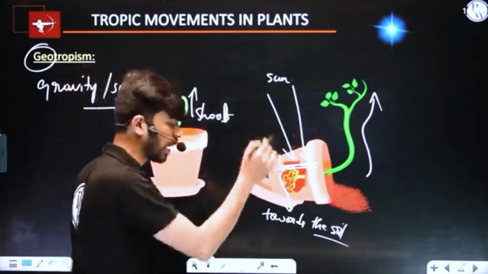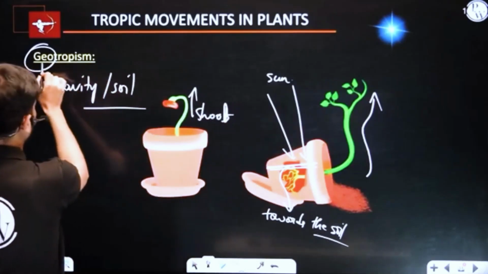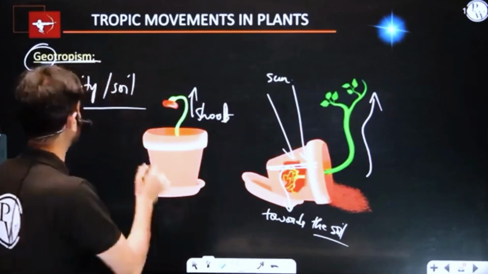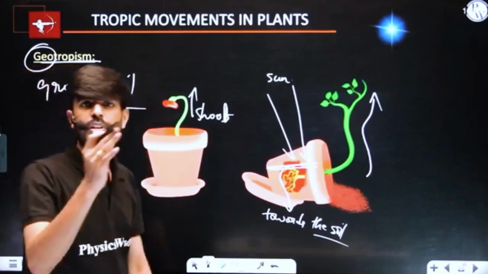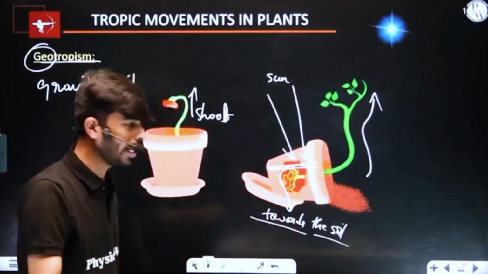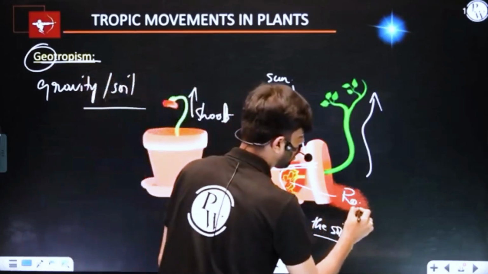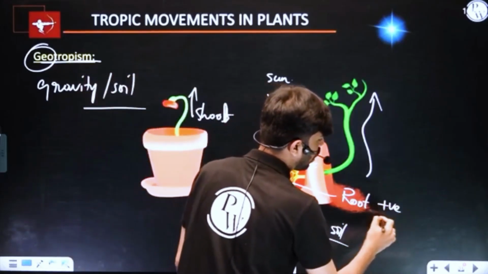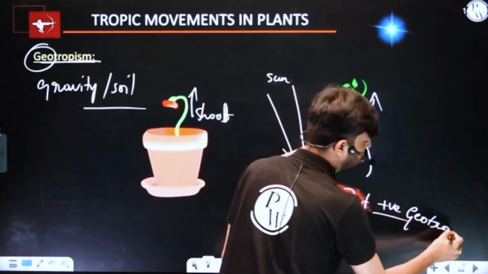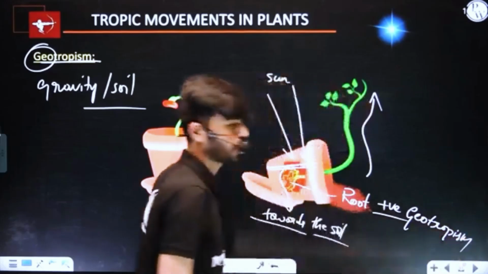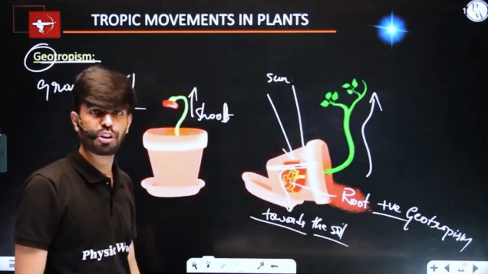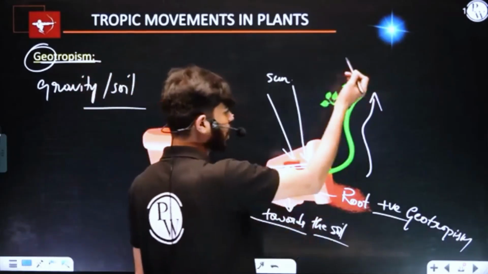So that also depends on auxins. Geotropism is the movement of the plant towards the soil or the gravity. What is that? Geotropism. You can observe the roots are growing towards the soil, hence you can say roots are showing the positive response towards the soil, positive geotropism. ಇದನ್ನ ನಾವು ಜಿಯೋಟ್ರಾಪಿಸಮ್ ಅಂತ ಹೇಳ್ತಾ ಹೋಗ್ತೀವಿ. ಪಾಸಿಟಿವ್ ಜಿಯೋಟ್ರಾಪಿಸಮ್.